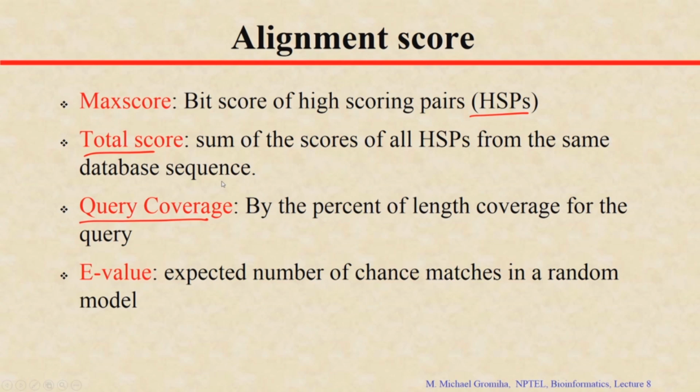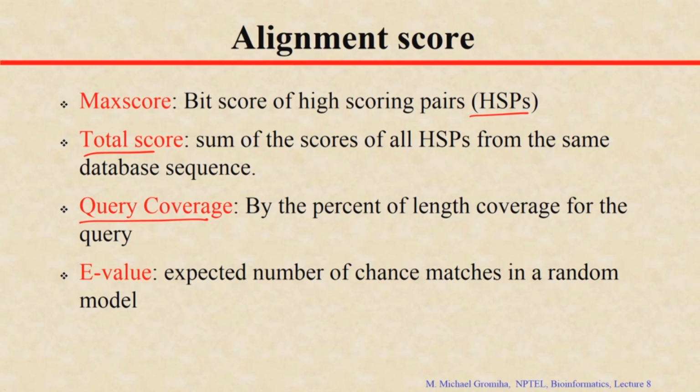If you have 100 residues and the alignment you obtain is only for 60 residues, then 40% you do not cover. In this case the coverage is only 60%. Then E value, what is E value? This is the expected number of chances, randomly, you can get with the same alignment.